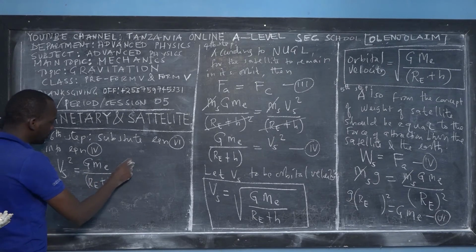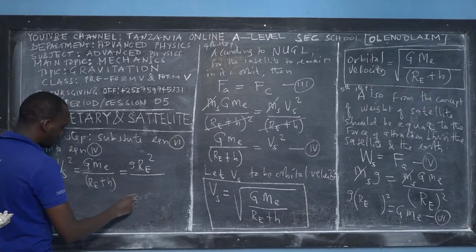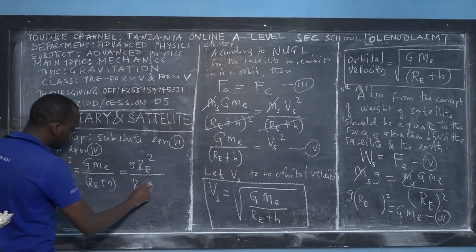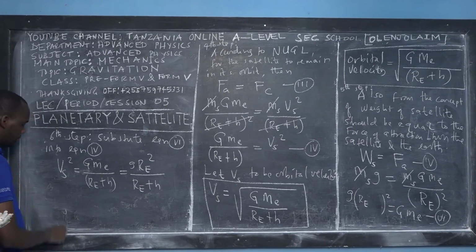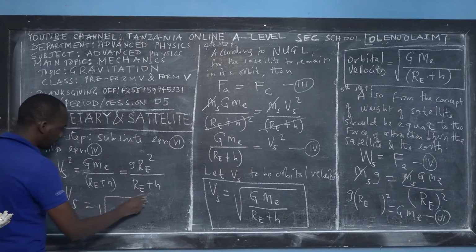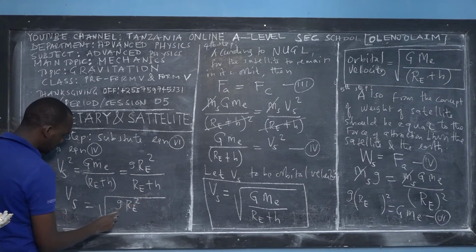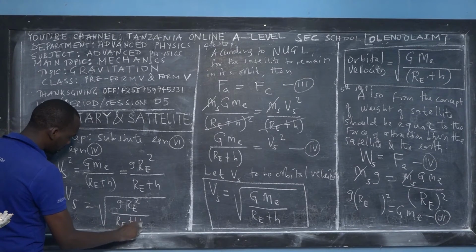So this one is replaced with GRE squared always, and then divided by the radius of the Earth plus h. So then orbital velocity for this case will be equal to the square root of g, radius of the Earth squared, then divided by radius of the Earth plus h.